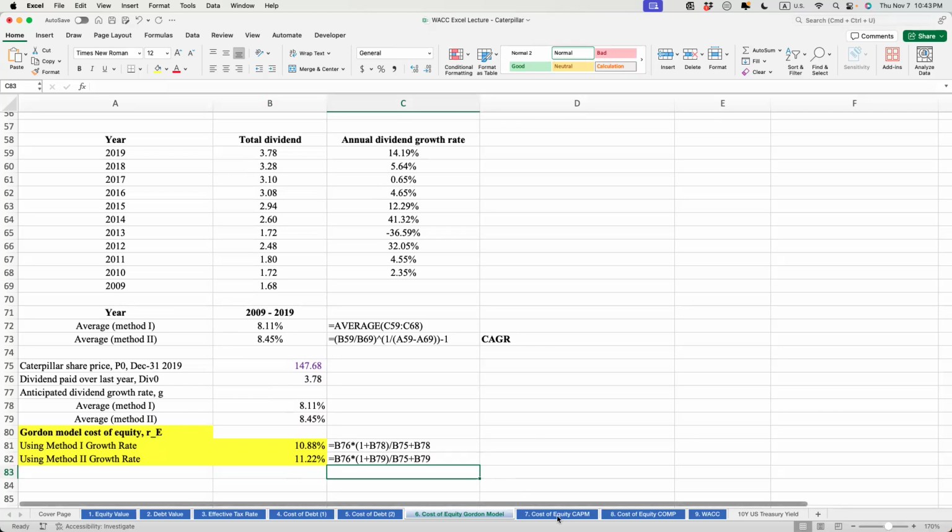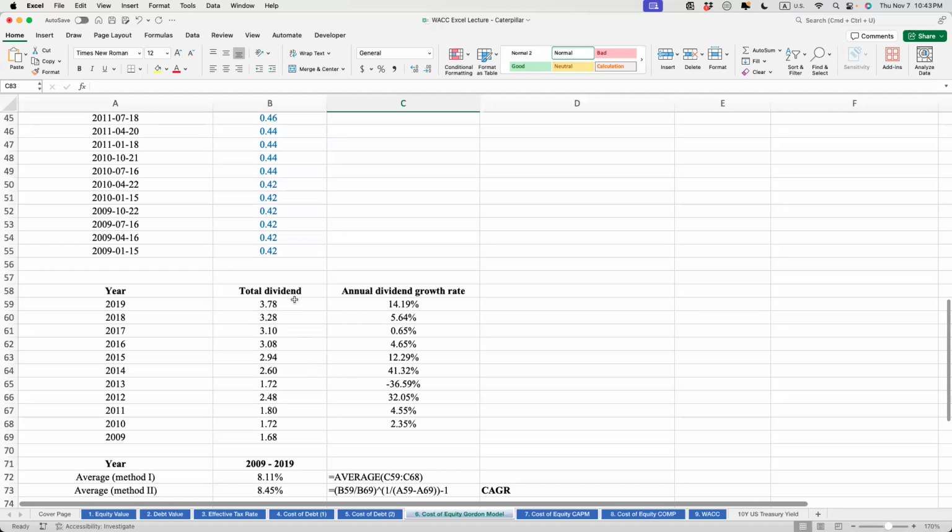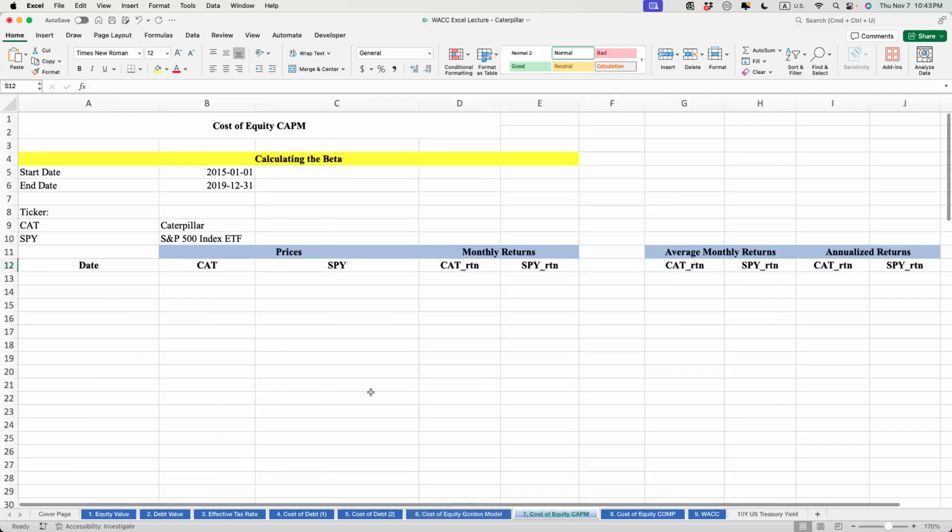Now we're going to move to the next tab, using the capital asset pricing model to estimate the cost of equity, because not all companies pay dividends. If they do not pay dividends, you cannot use the Gordon model. So, compound annual growth, capital asset pricing model here.